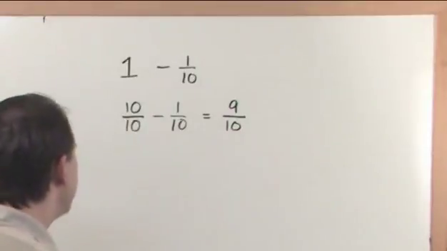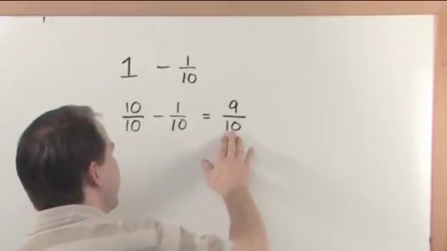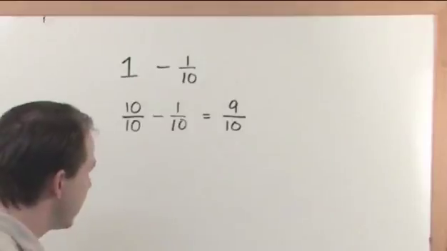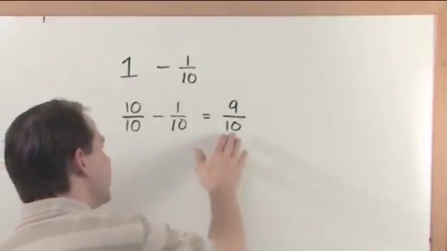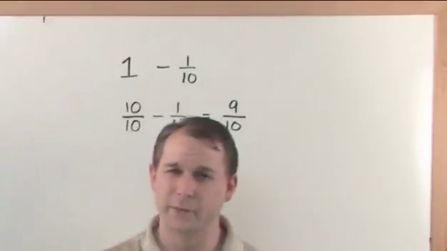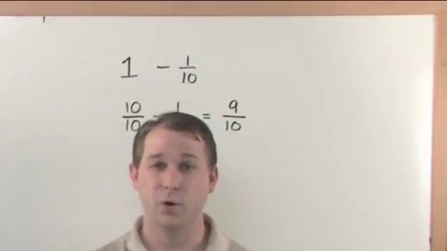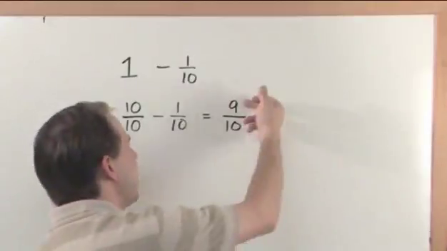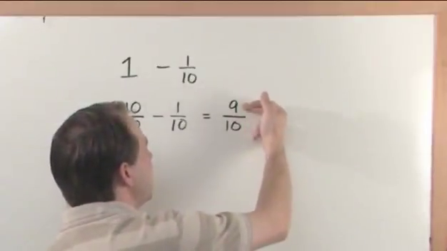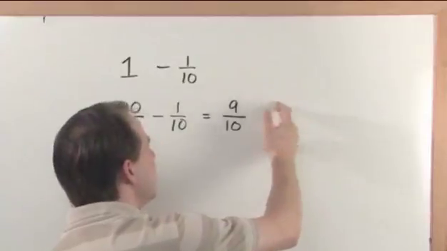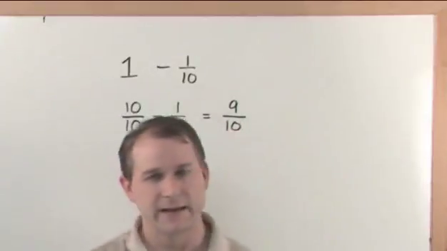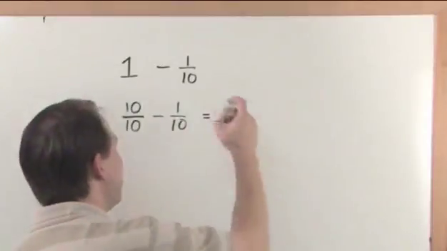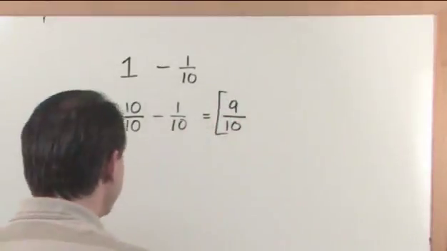I cannot simplify this anymore. You can try. Let's think about it. Can I simplify this? What can I divide into 9? I can divide 3 into 9, and 9 divided by 3 would give me 3. But can I divide 3 into 10? 10 divided by 3 is not a whole number, so it's not going to get simpler. Can I do something else? Can I divide both sides, top and bottom, by 9? 9 divided by 9 will give me 1. 10 divided by 9, again, it's not going to give me anything simple. So I'm basically done. I can't simplify this fraction anymore, and this is the answer.